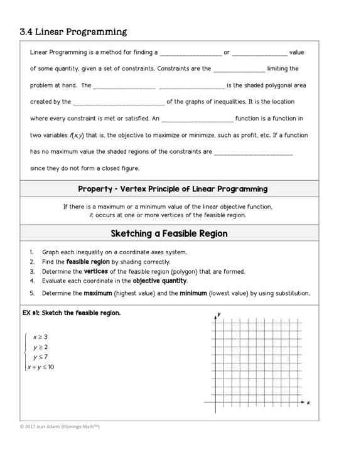So today we are going to look at what's called linear programming, and this is actually lesson 2-4. So make sure you change that. I'm just going to go ahead and help you fill out the blanks here. So linear programming is a method for finding a maximum or minimum value of some quantity given a set of constraints.